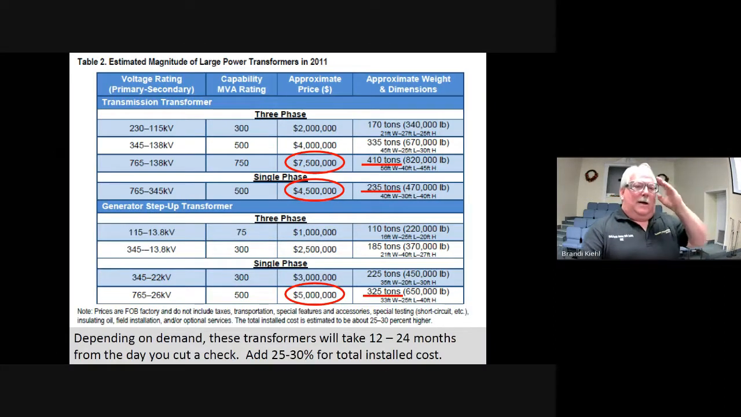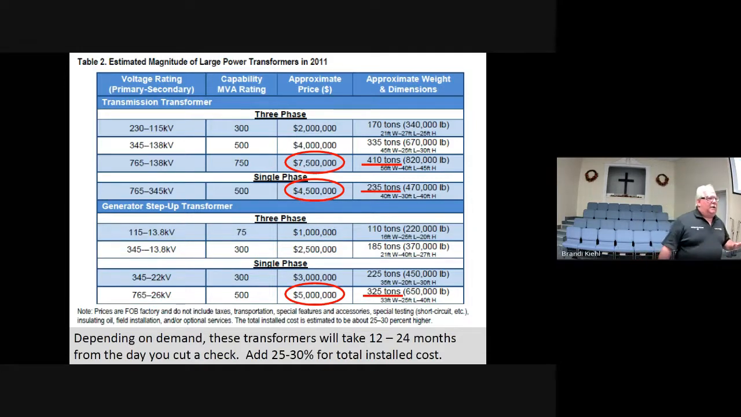Okay, just for an idea, these are big transformers. Some of them are 7.5 now. This is old information. $7 to $10 million is a spit in the bucket for one of these transformers. And the lead time when you go to buy a new one is 12 to 24 months. You cut the check, and 12 to 24 months later, they have a new one.